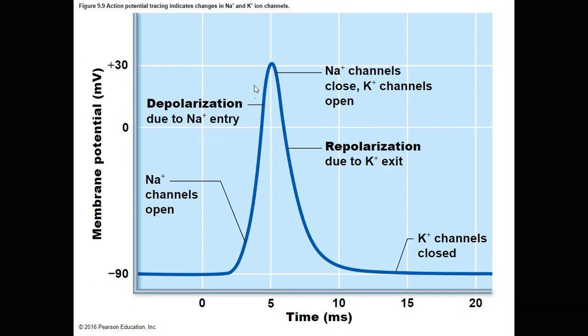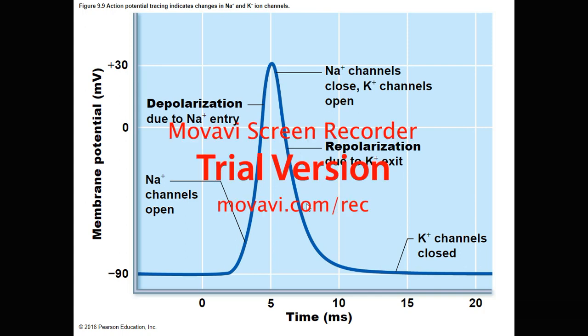At this point the peak is around positive 30 inside of the cell. Now the sodium channels close and potassium channels open, so we're entering the repolarization phase. The sodium channels are closed and potassium channels are open, so we're repolarizing, with the inside of the cell becoming more negative. The sodium potassium pumps also help the inside of the cell get more negative, and you end up back at the resting membrane potential.